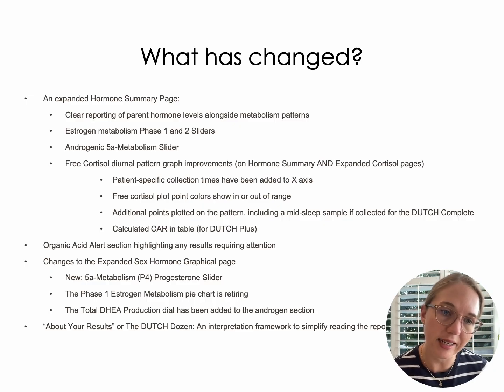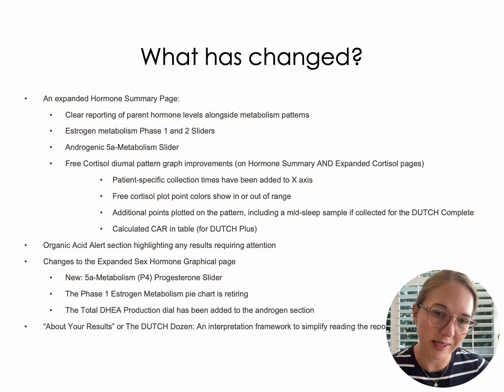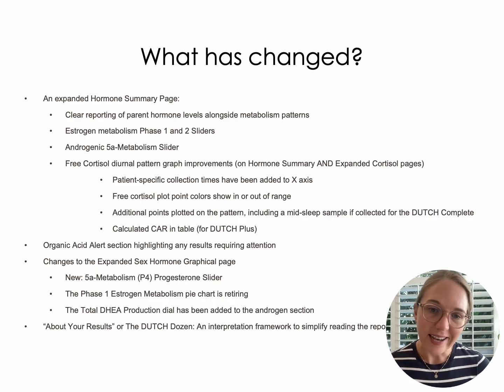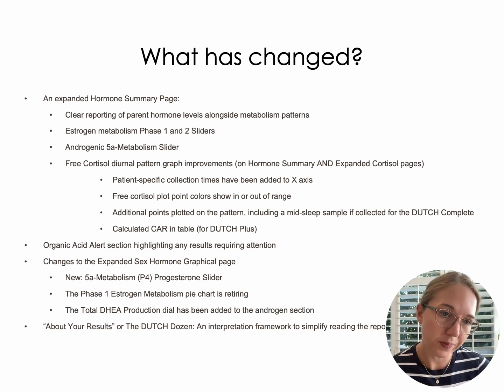Changes to the expanded sex hormone graphical page: there is a new 5 alpha metabolism progesterone slider, and the phase 1 estrogen metabolism pie chart is retiring. I will explain that in a little more detail when I get to that section of the report, to explain why it is beneficial that we look at other data points instead of that pie chart. The total DHEA production dial is now also added to the androgen section.